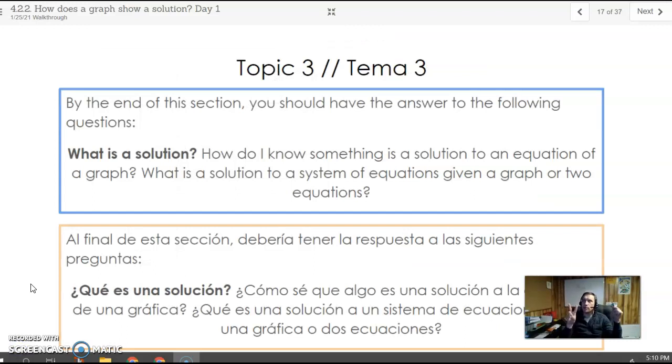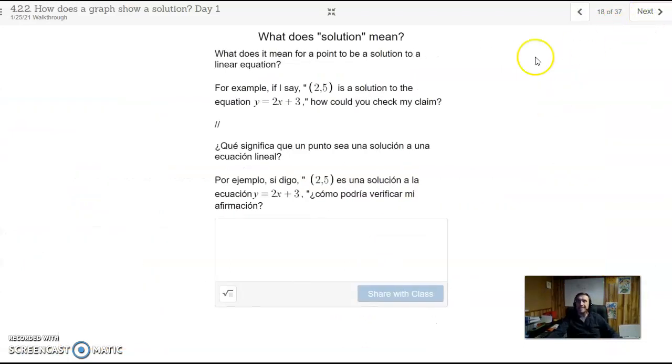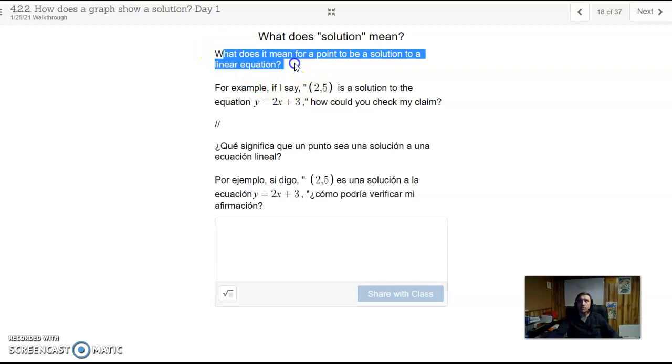So we're really going to talk about two topics today. The first topic, we're calling topic 3, is what is a solution? So when we're looking at a line or a set of lines, what is a solution for that system of equations or that singular equation? So this first slide, 18, if we say, what does it mean for a point to be a solution on a linear equation? Well, it means that it works for that equation.